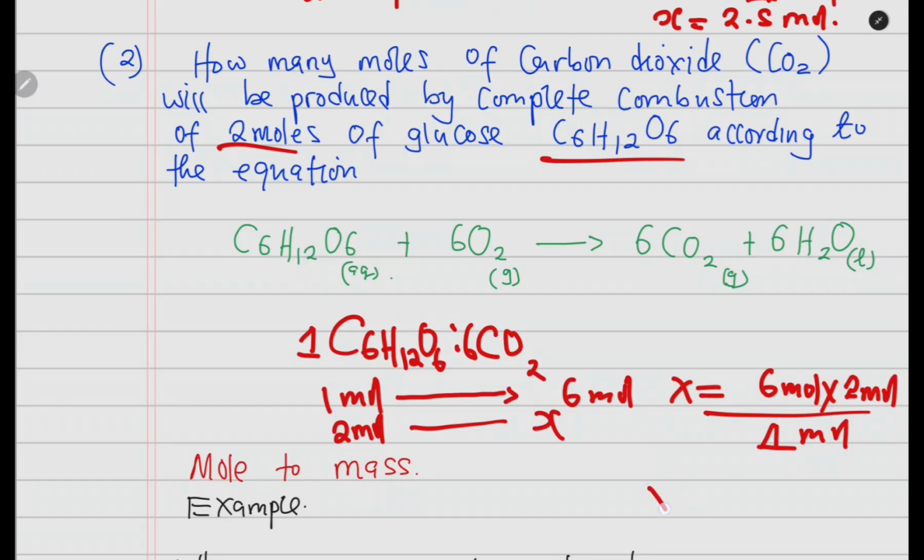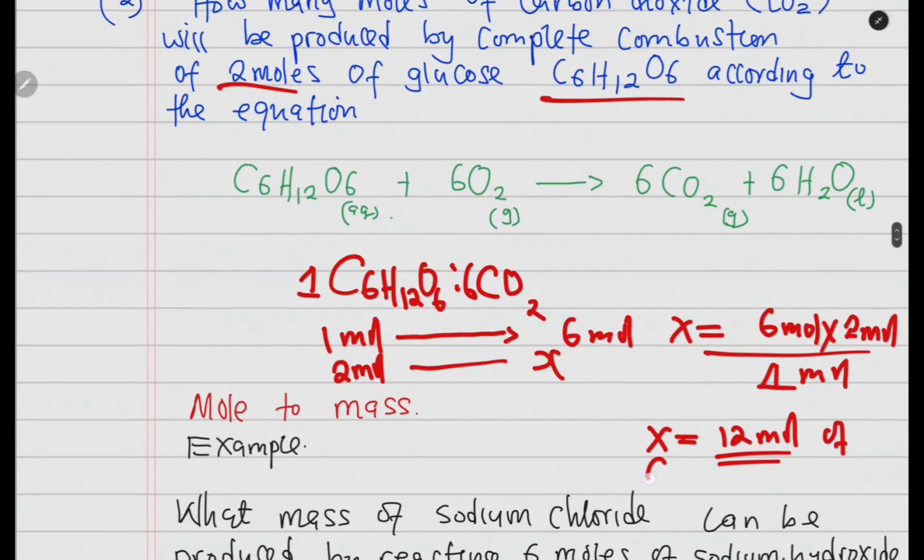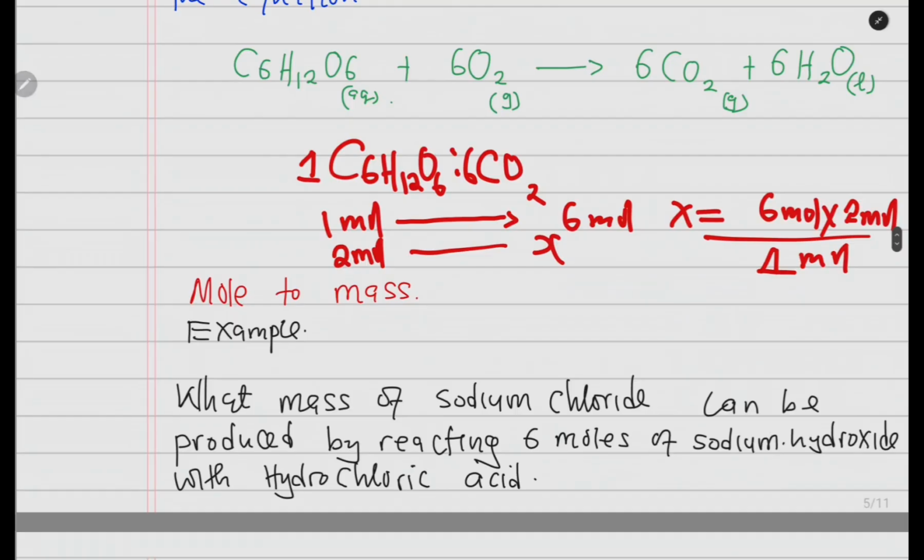In other words, it's just double the number of moles. So it will be 12 moles of what? Of, you can even indicate, of carbon dioxide will be produced. Okay, so that is how you use mole to mole, and I hope you've picked something here. All right, so aside from this part, let us also build on something, because at times you'll be asked to find the mass. Okay, so from the equation, how do you find the mass?